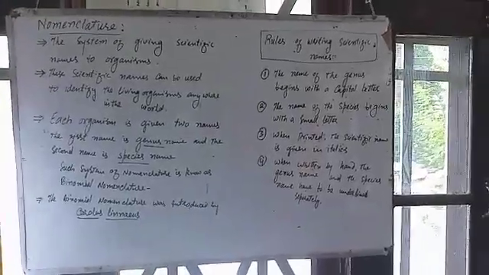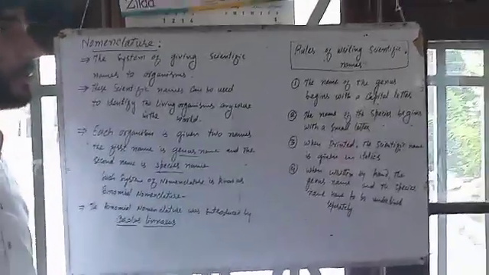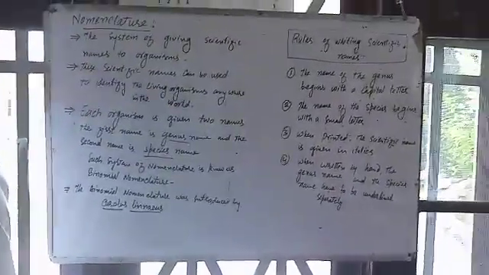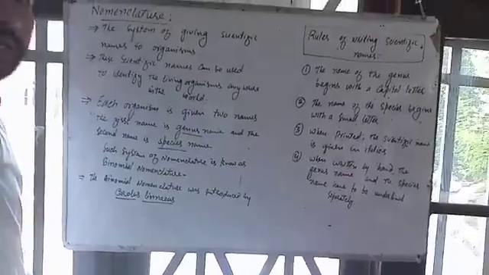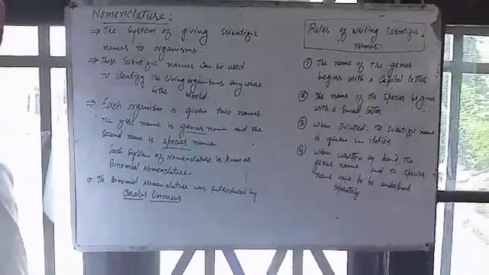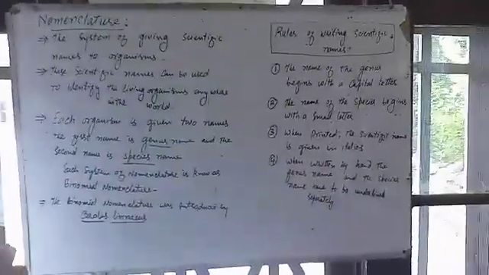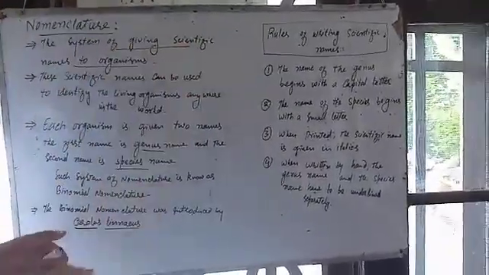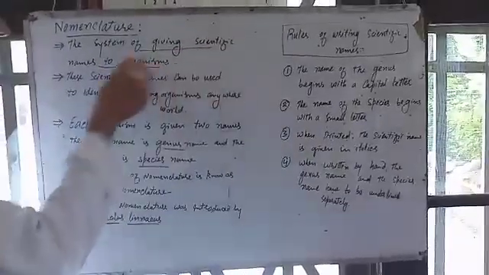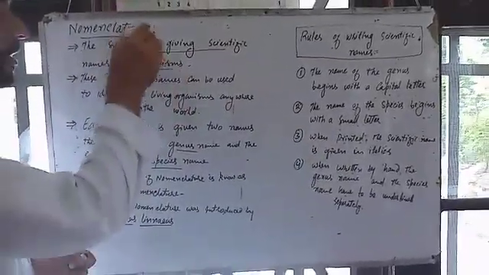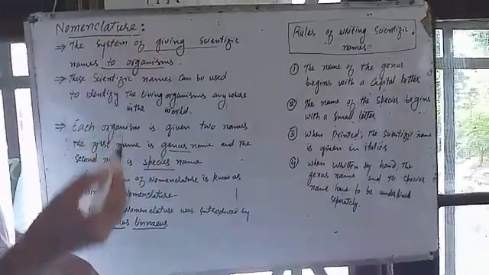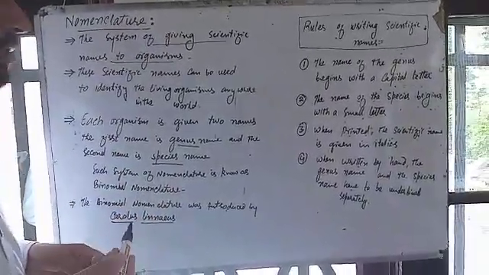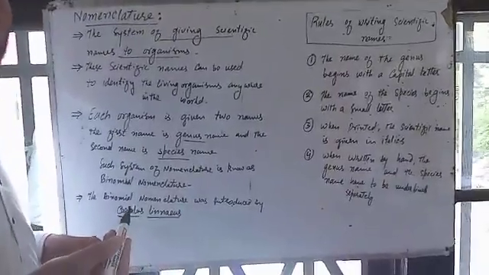Hello, dear students. Today we are going to learn about nomenclature, which is the last topic of the lesson Diversity in Living Organisms. Nomenclature is the system of giving scientific names to living organisms.